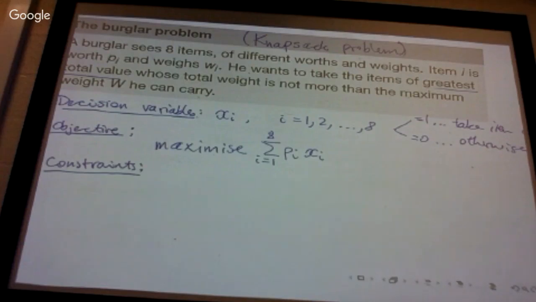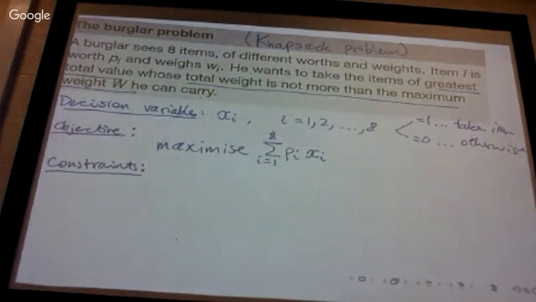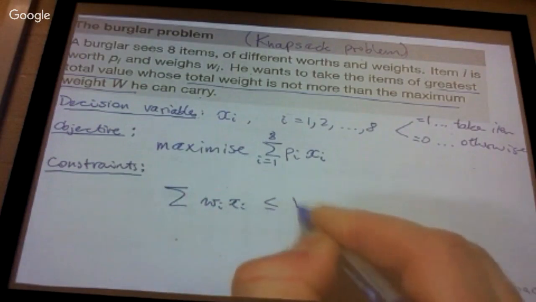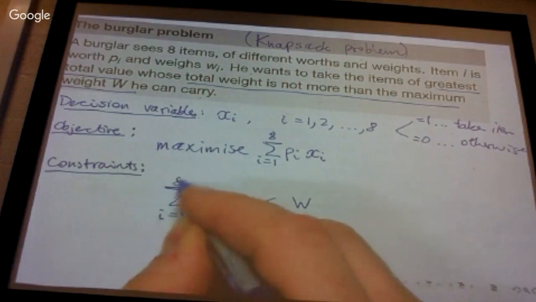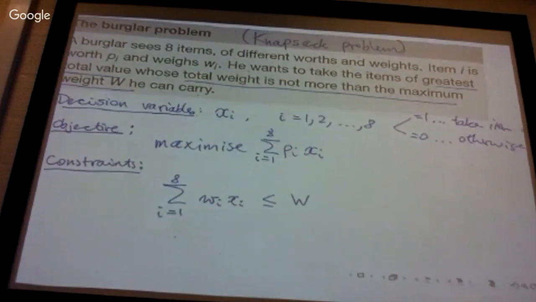And what are the constraints? Well, total weight is not more than the maximum weight you can carry. WI. That's all. Okay, I agree. Same principle going on here. The W's of the things we take count, and the W's of the things we don't take are times by 0, so they don't count. Anything else?